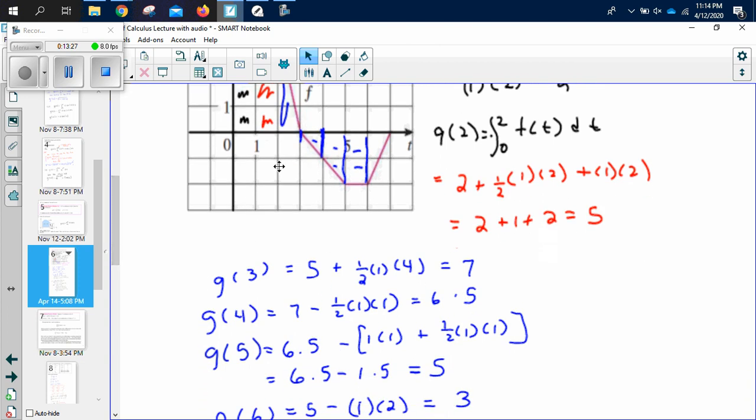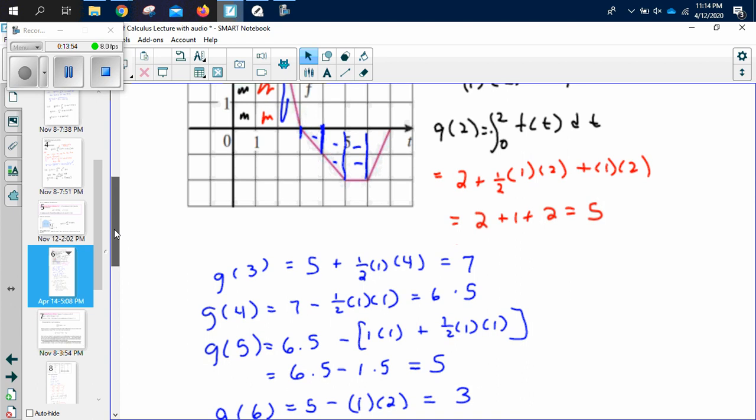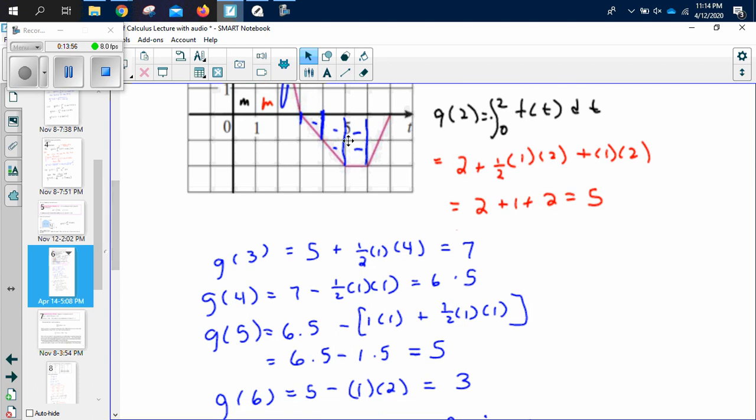Then g of 5, I'm going to subtract some more. So I'm going to take the 6.5, and I'm going to subtract the area of this square plus this triangle. The area of the square is 1 times 1. The area of the triangle is 1/2 times 1 times 1. And that gives me a 1.5. So I'm subtracting 1.5 from 6.5, and that gives me 5. And then for 6, I need to subtract the area of this rectangle, which is 3.